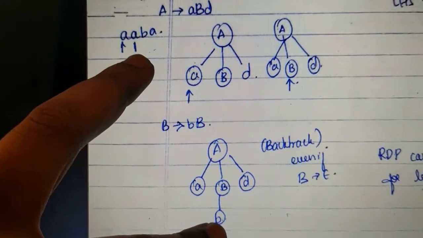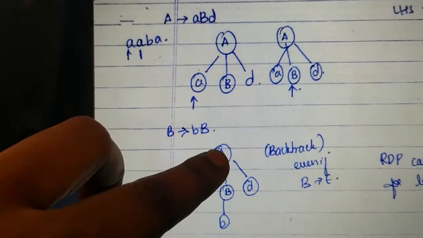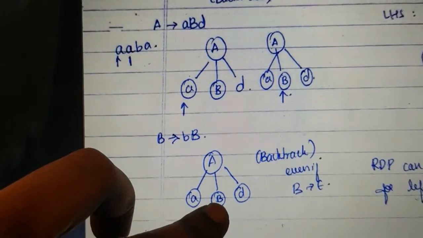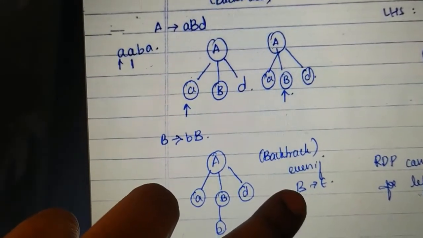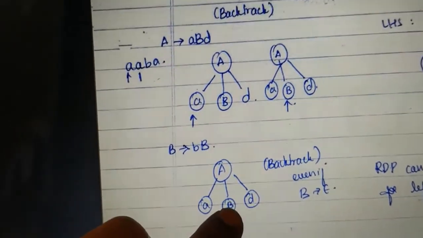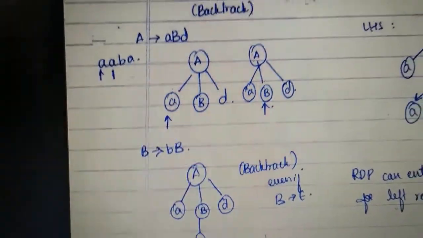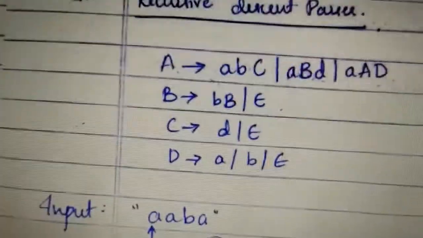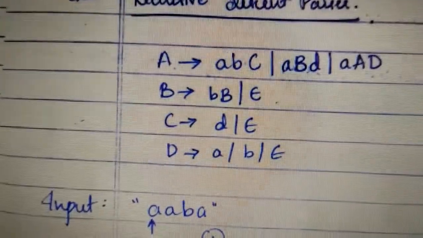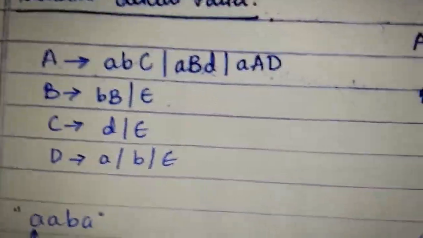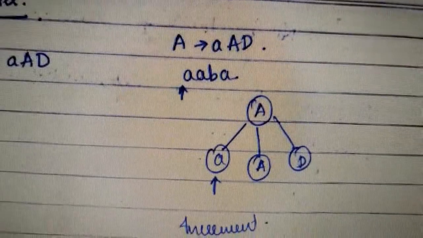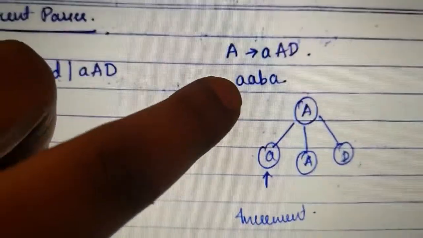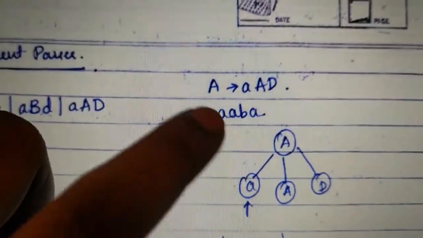Since these two are not matching, we have to again backtrack to A, backtrack to B, and since B has no other production, B has only the b / epsilon production, and this will not help us, we have to again backtrack to A. When we backtrack to A, what is the third and last option that we have? We have AAD. So we will take that production now, AAD, and again our first input value and the first terminal value are matching.